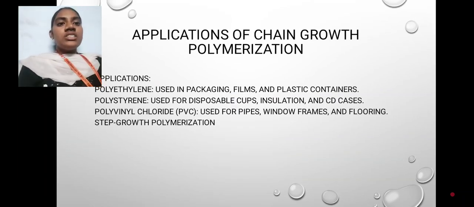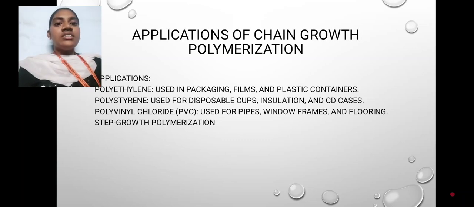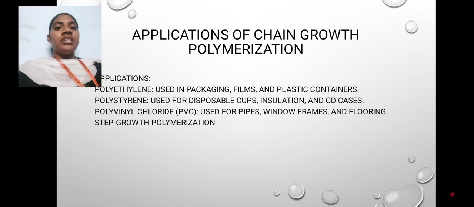Let us look at applications of chain growth polymerization: polyethylene used in packaging, films, and plastic containers. Polystyrene used for disposable cups, insulation, and CD cases. PVC, known as polyvinyl chloride, used for pipes, window frames, and flooring. Now step growth polymerization.